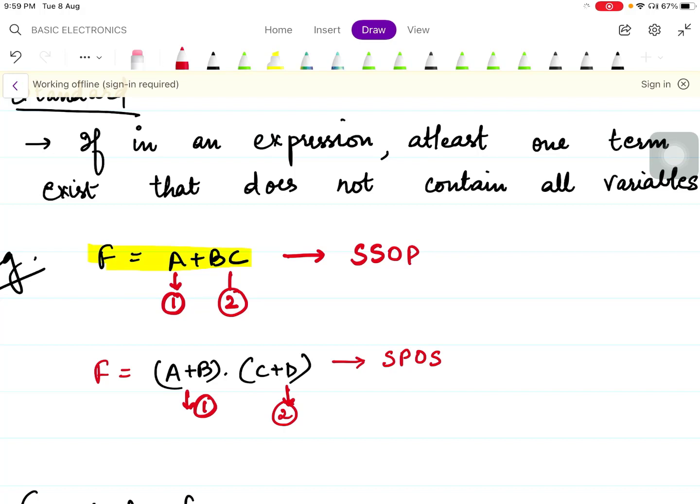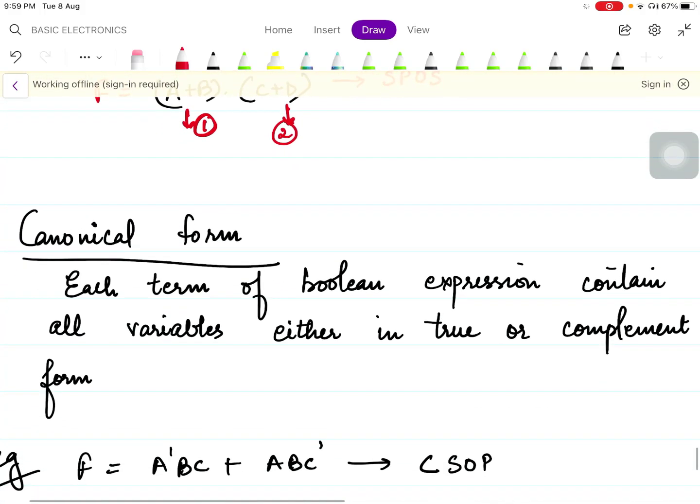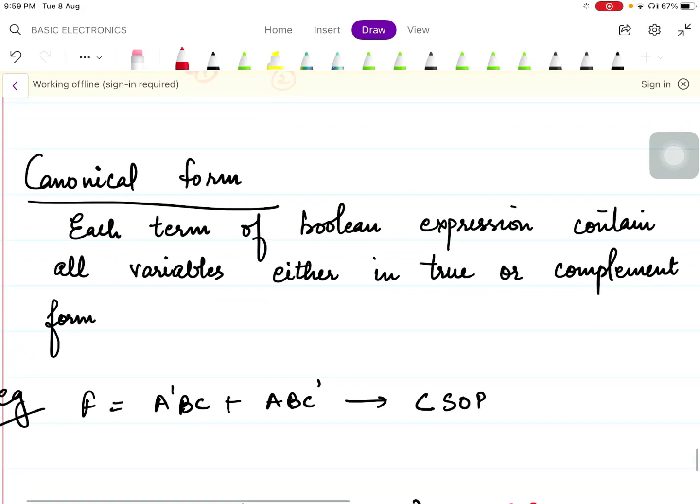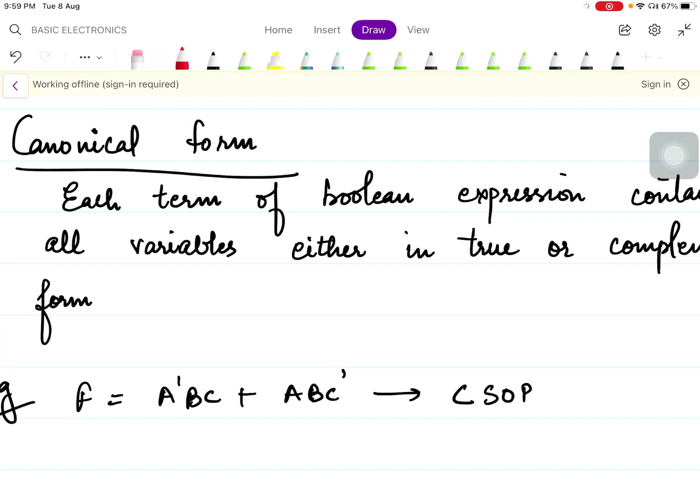Now let's move on to the canonical form. In the case of canonical forms, all the terms that exist in the expression will have all the variables present in them, either in their true form or in their complement form. As you can see in the example, this is sum of product form having two terms, and in both the terms, all the variables are present. The total variables are three, A, B, and C, and in both the terms, we have all the variables. That is why it is a canonical sum of product form.